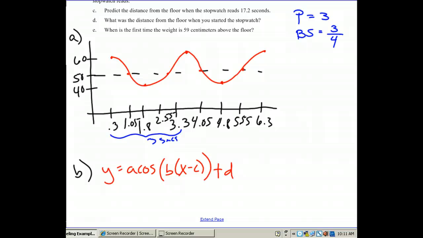So right now I know I have y equals 10 cosine. Now b we're going to leave blank for a second. That one we're going to take a little more time to talk about. So we don't know b. I'm just going to leave it as b for now.